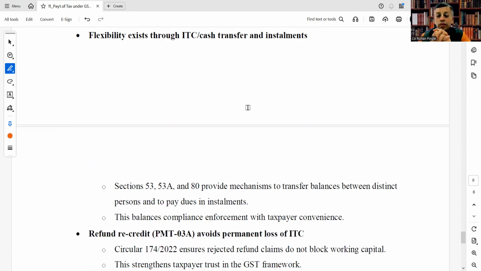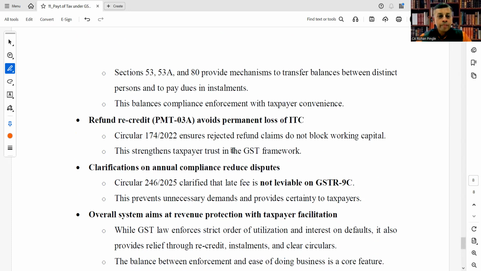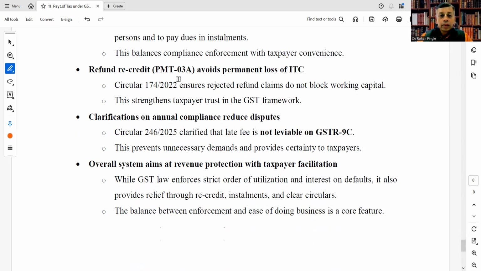Of course, Sections 53 and 80 provide what? A mechanism to transfer balance between distinct persons and to pay dues in installments. This balances compliance enforcement with taxpayer convenience. Very, very important provision. Refund recredit, that is PMT-03, avoids what? Permanent loss of ITC. This is also very important.